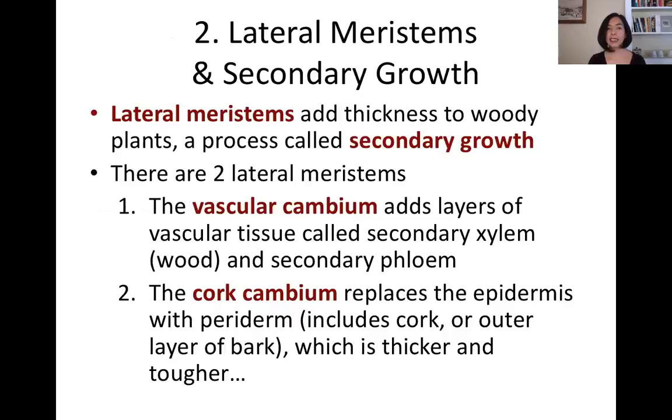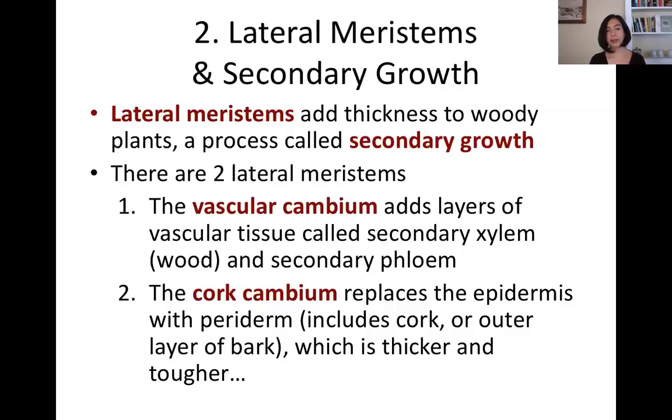Now the lateral meristem is going to form secondary growth. And we're going to have two different types of meristems in plants that form wood. The first one is the vascular cambium. And this vascular cambium is going to add layers of vascular tissue called xylem and phloem. So the vascular cambium adds xylem and phloem. You're familiar with that. But now we're going to have also the cork cambium.